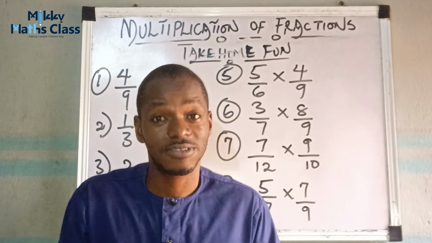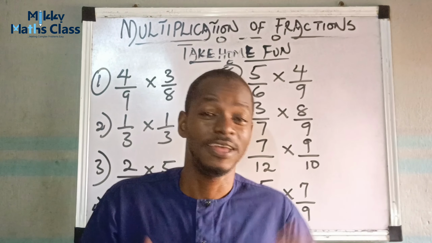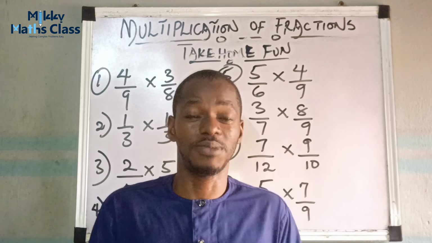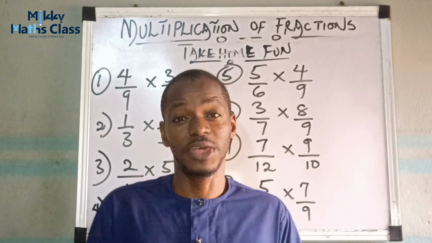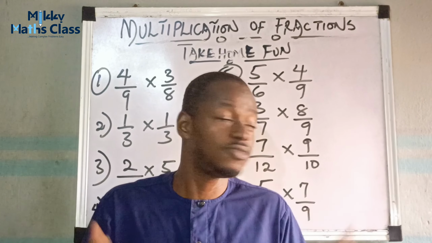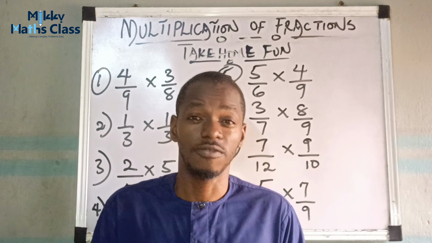Do let me know the answers in the comment section. Use any of the methods I told you, either multiplying the numerators and the denominators together, then breaking it down, or by using the division method to solve it.